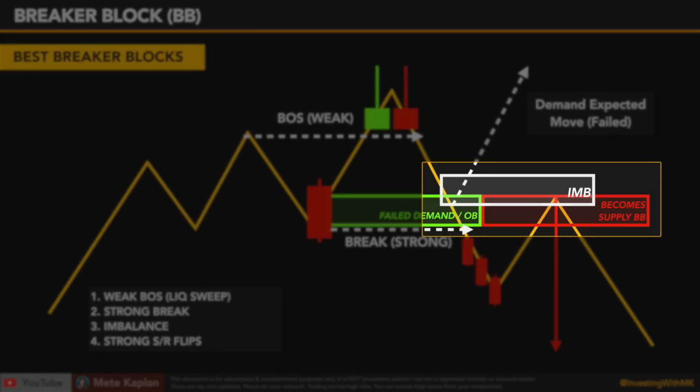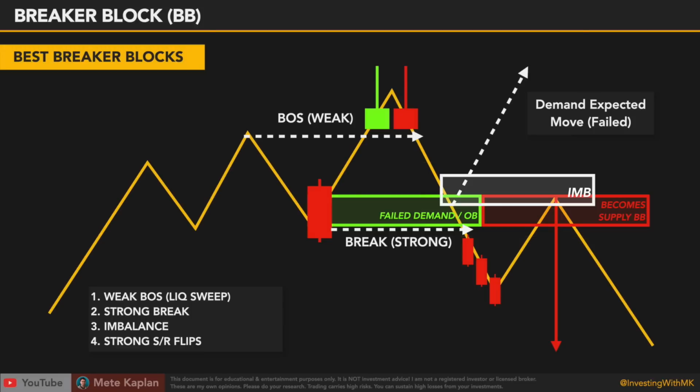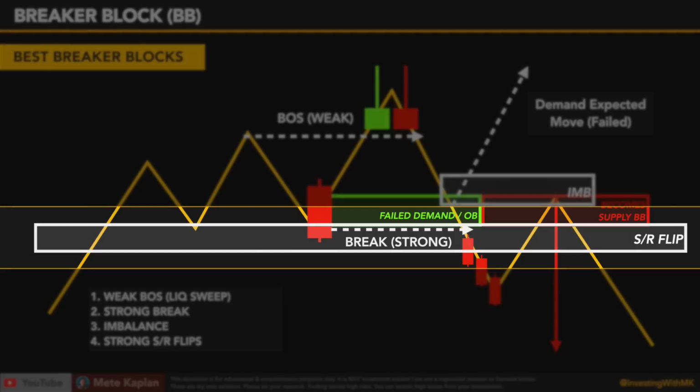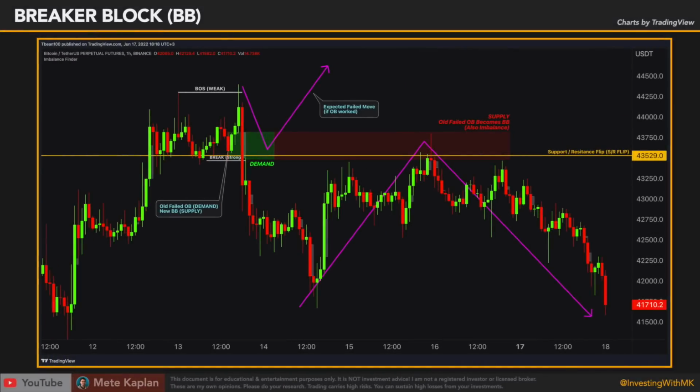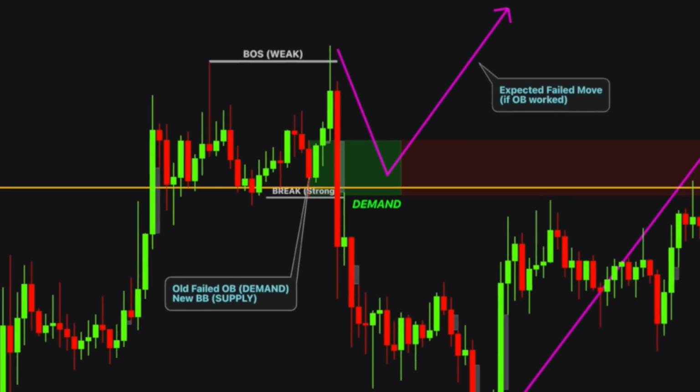3. Of course, our lovely imbalances. Seeing an imbalance with a strong break is always an additional confirmation for me. 4. Obviously, if you can identify an SR flip, it would be really great to see that, because in my experience, it works great. Okay friends, let's check these examples step by step.